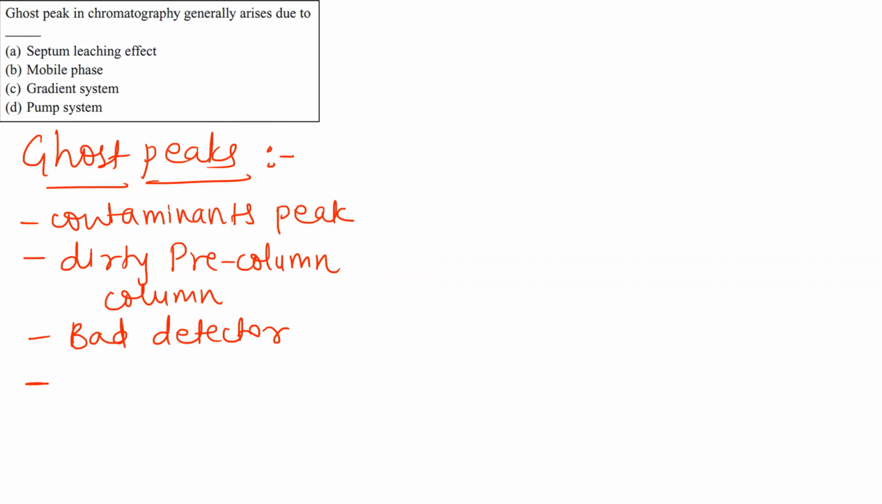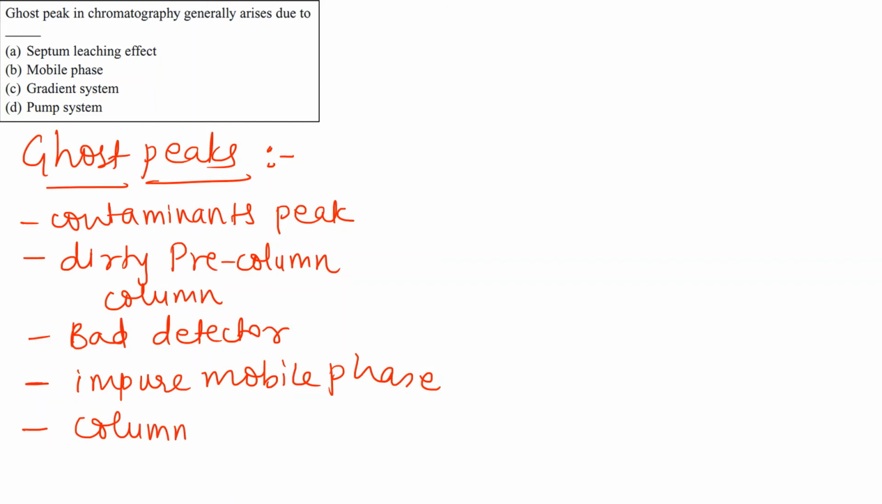Then the next important cause of ghost peak appearance is the impure mobile phase. And one of the most common reasons for the ghost peak is column shedding during injection. To lesser degrees it is coming from the filters, frits, injectors, tubings. Such sheddings are responsible for the ghost peaks.